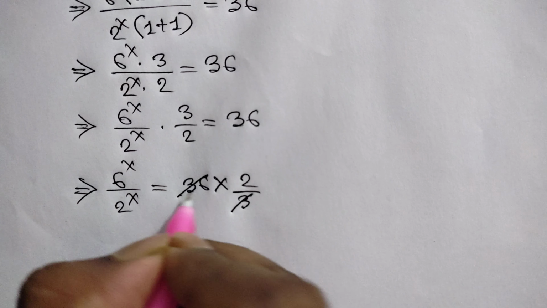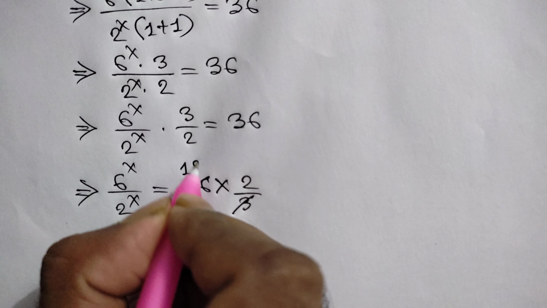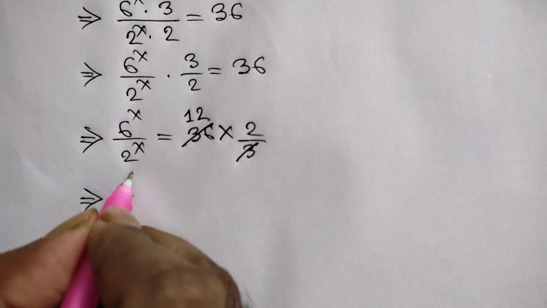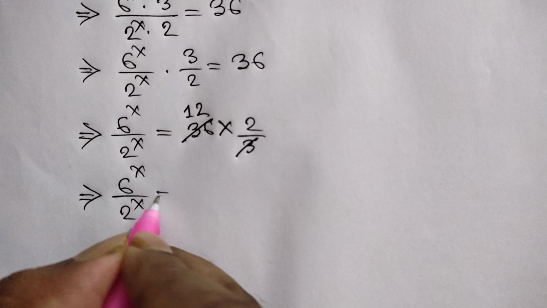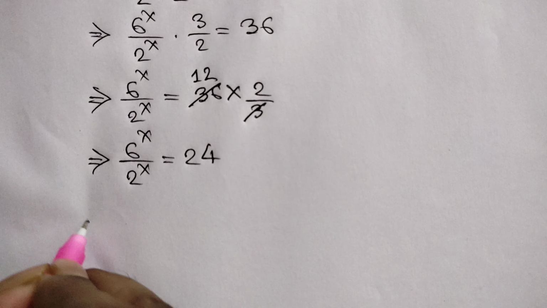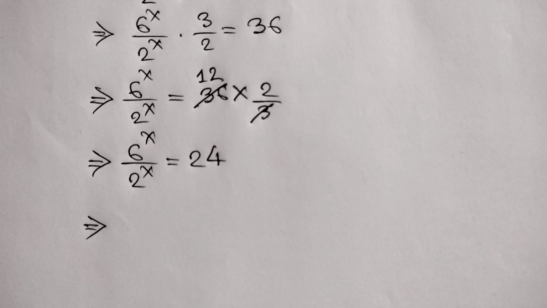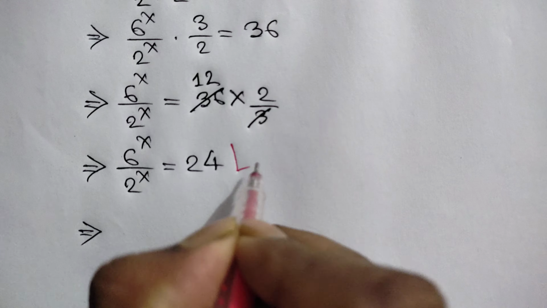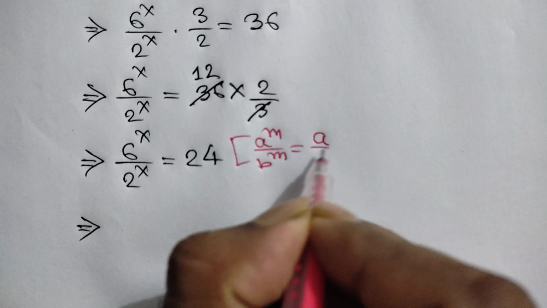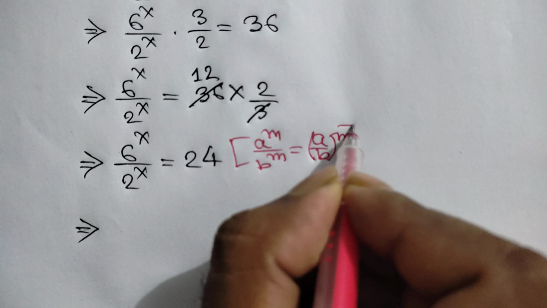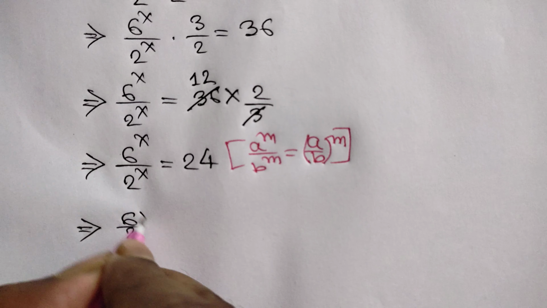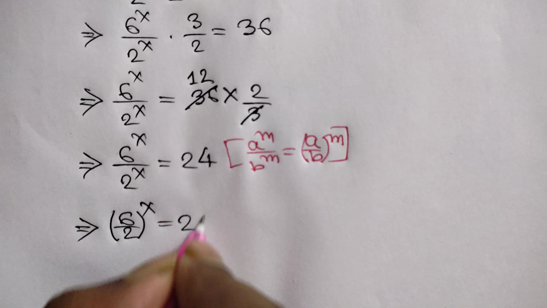Now 3 divided into 36 we will get 12. Or 6 to the power x over 2 to the power x is equal to 12 times 2 is 24. Now we know an exponential formula, a to the power m over b to the power m is equal to a over b whole to the power m. Now apply this formula. Here we can write 6 over 2 whole to the power x is equal to 24.